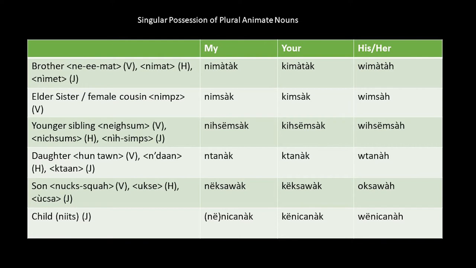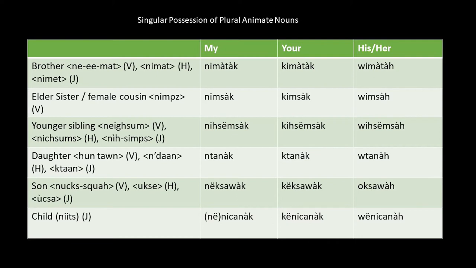For my younger sibling, regardless of gender, also for my younger cousin, nissum. And you can also add a diminutive suffix to this, nissums. And we'll use this diminutive form for the pluralization examples following. My younger siblings or younger cousins, nissumsuk. Your younger siblings or younger cousins, kissumsuk. His or her younger siblings or younger cousins, wissumsa.